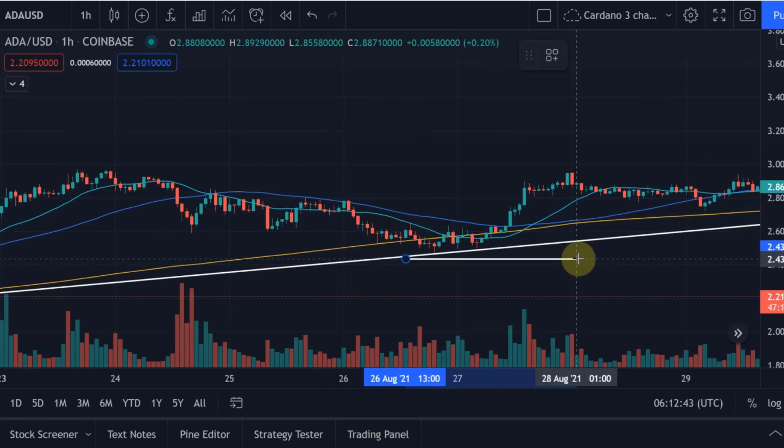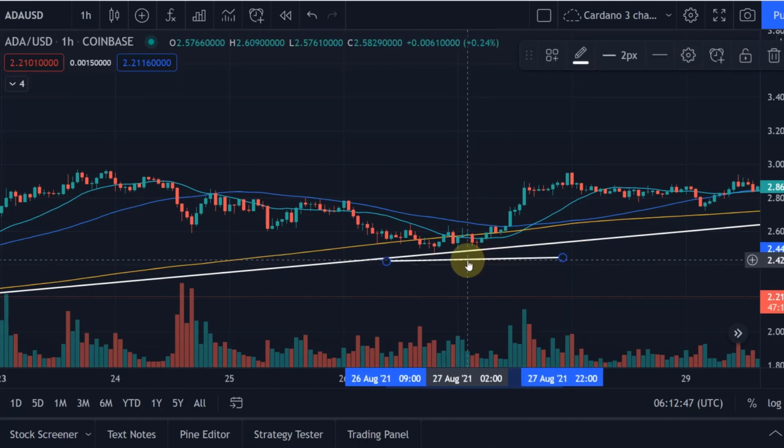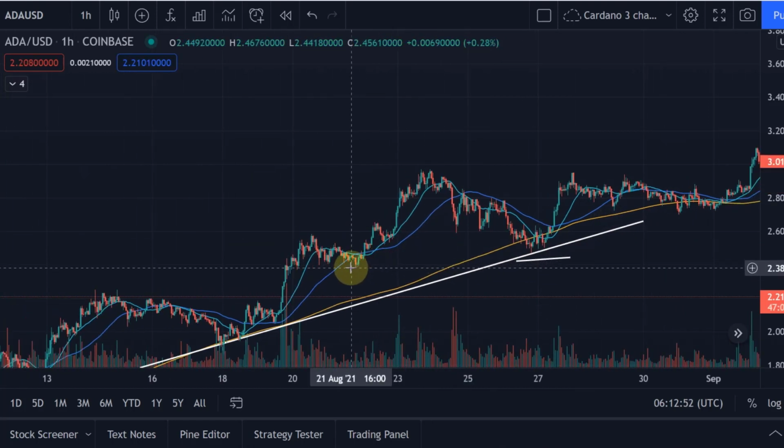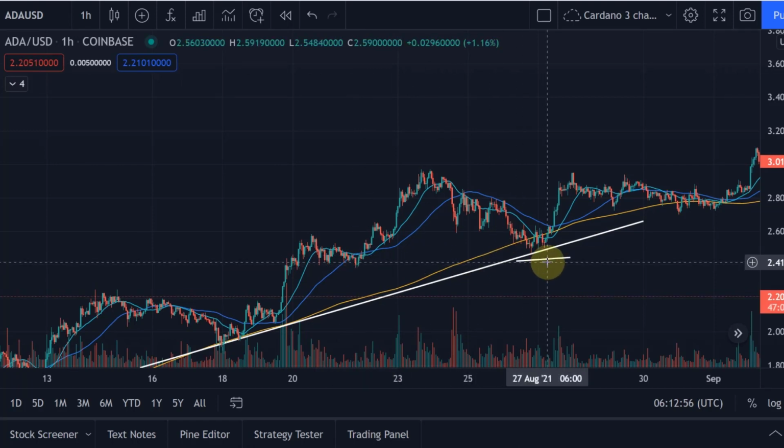There you go, maybe somewhere here, far enough away for a potential fake out. That is just something you need to determine at what point. Maybe, you know, we have a previous low here, maybe that would be a point to use. You know, look for some points. Some people also use moving averages.